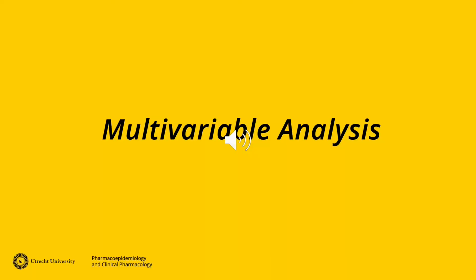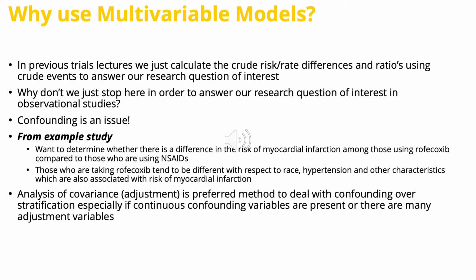Multivariable models are really important in observational drug safety studies, but I don't want you to get too caught up in the details of all the different multivariable models and how they work. I just want you to understand why we use them and the general idea of what a multivariable model is and the purpose. I don't want you to get too stuck on any of the statistical details. Just focus on why we use them and the purpose. So why do we use multivariable models in the first place?